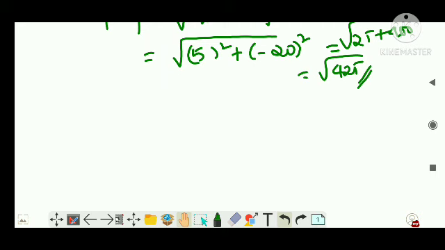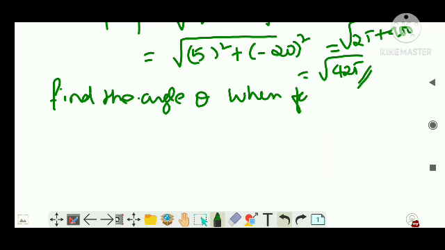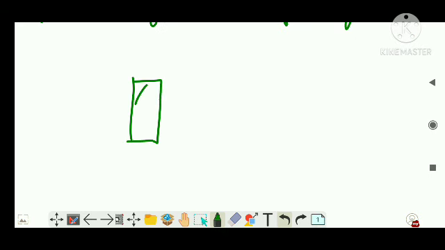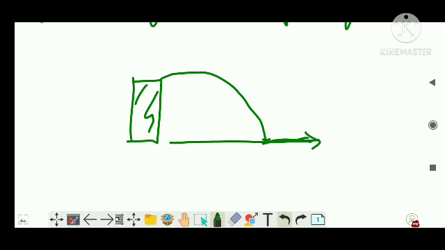Now the last section: if someone asks you to find the angle theta when it falls on the ground, what do you mean by that? See, this is the height the ball fell, this is the ground. This direction velocity is Vx, this velocity will be Vy. If I draw a direction for the net velocity, it will be in this direction. So theta is the angle which the net velocity makes with the ground.